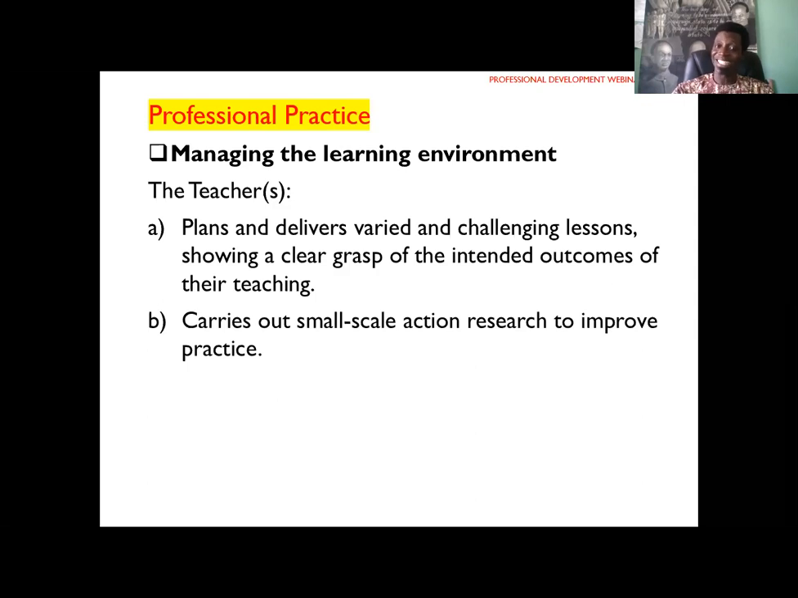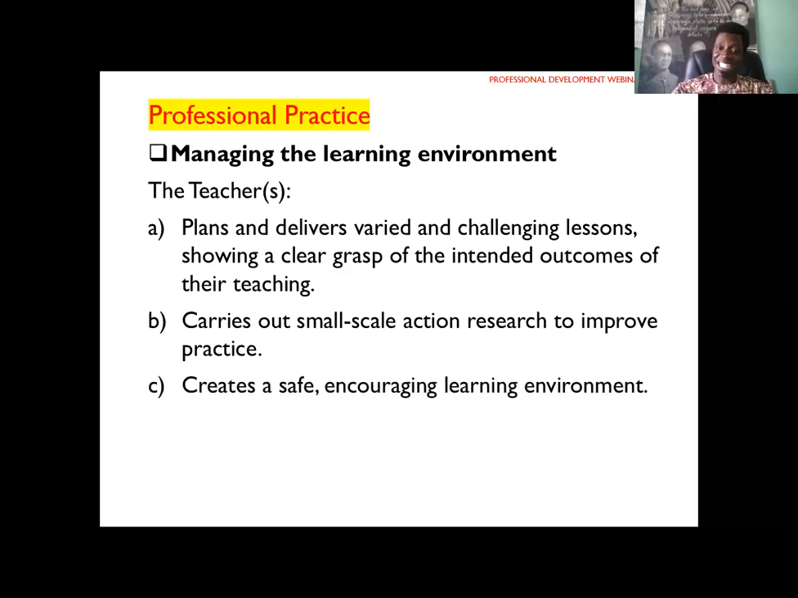Carry out small-scale action research. Let me repeat that. You need to carry out small-scale action research to improve your practice. So in your daily practice, you need to be conversant with your students. You can pick a particular student and do action research, collect data, see how the child is improving based on a particular problem you have identified. And that is an expectation of you as a teacher. Carry out small-scale action research to improve your practice.